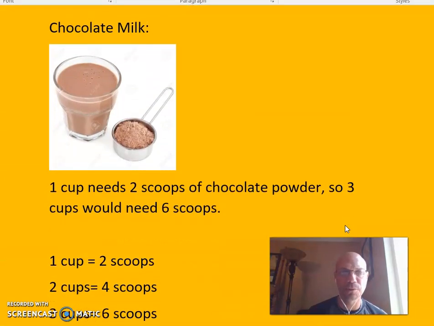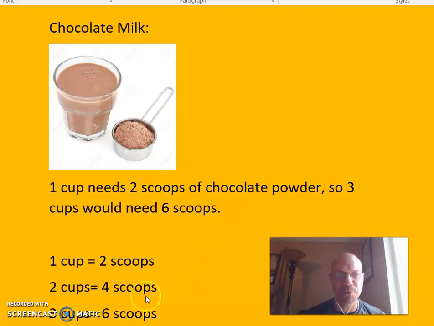Let's take a look at another food example. In this case, a drink, chocolate milk. If you were going to make your own chocolate milk, we've got to look at the proportions. You'd need 1 cup of white milk, but then you'd put in 2 scoops of the chocolate powder. So if you're going to make 3 cups, you would need a total of 6 scoops. Again, the proportion is the same.